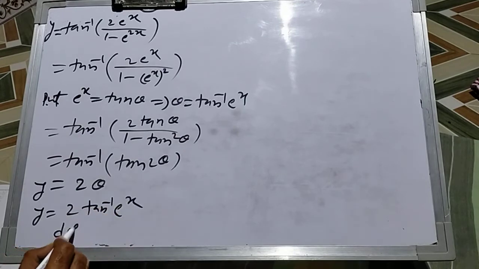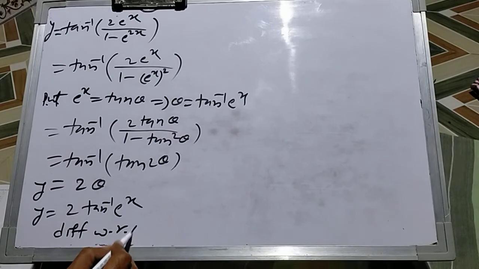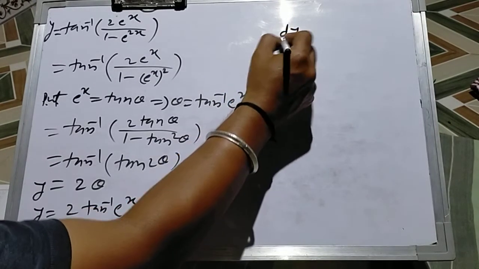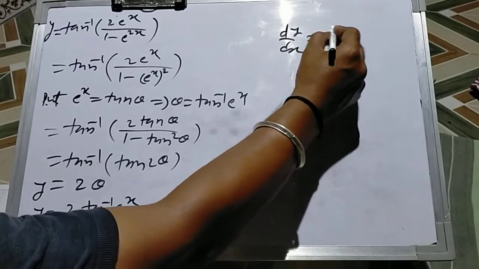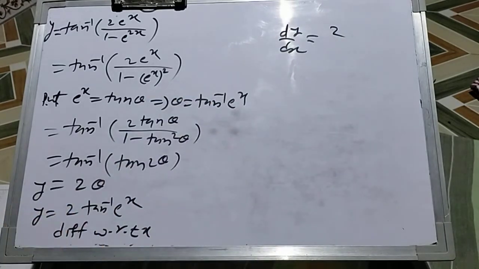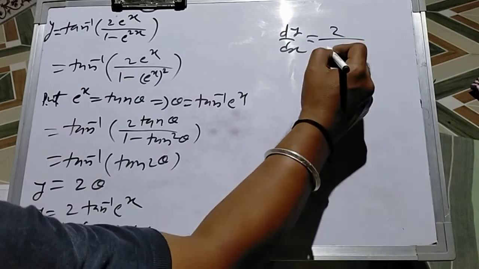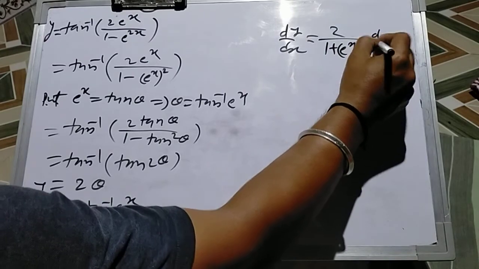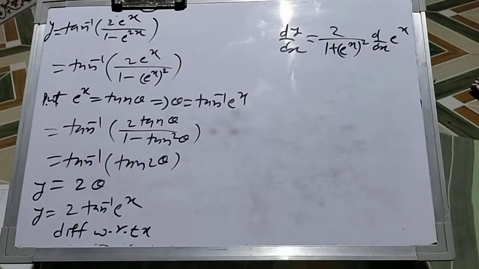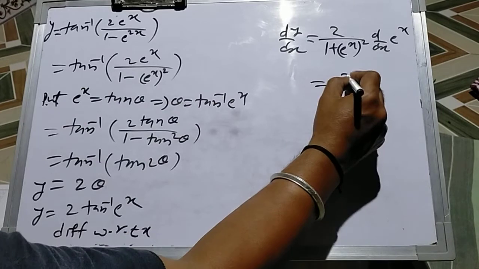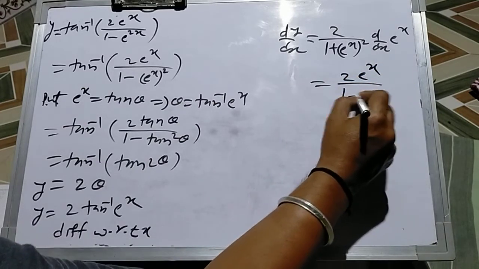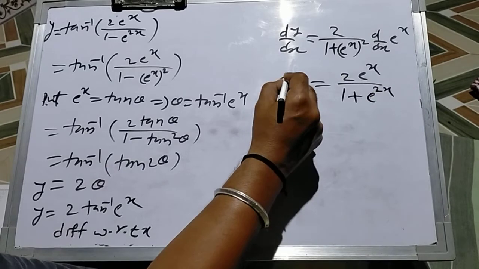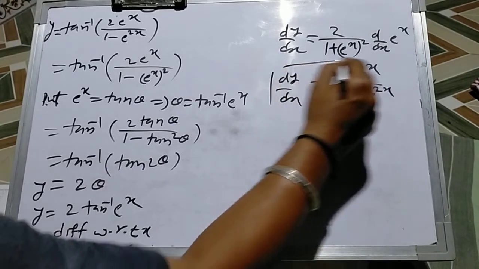Now differentiate with respect to x. So dy by dx is equal to 2 into the derivative of tan inverse of e to the power x. So here 1 divided by 1 plus (e to the power x) square into the derivative of e to the power x. So the answer will be 2 e to the power x divided by 1 plus e to the power twice of x. This is the required derivative.